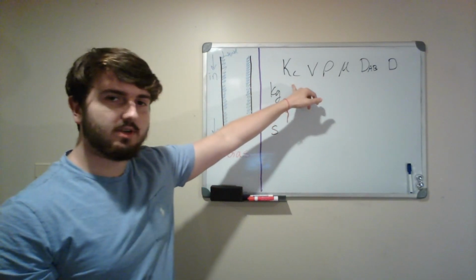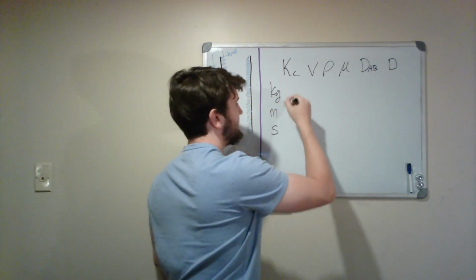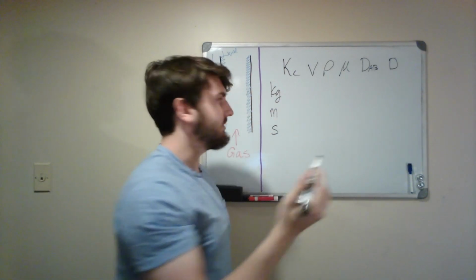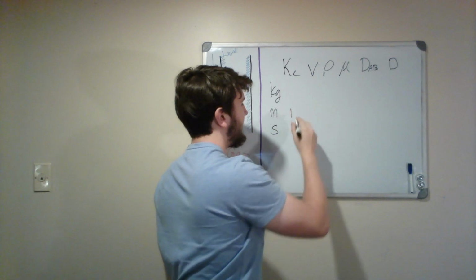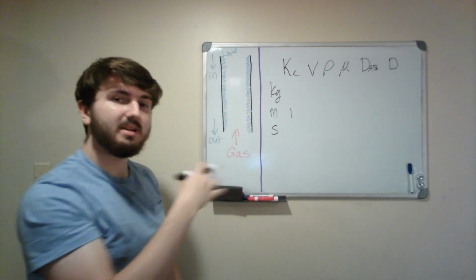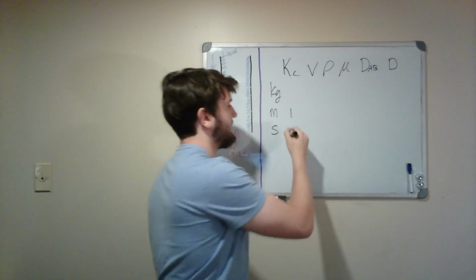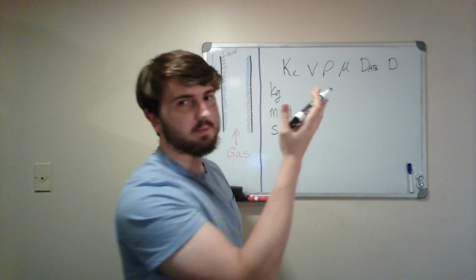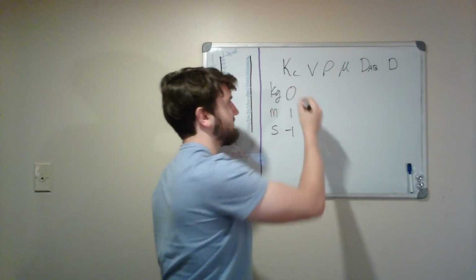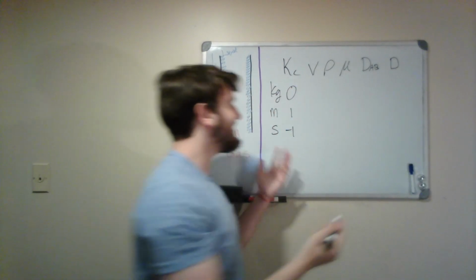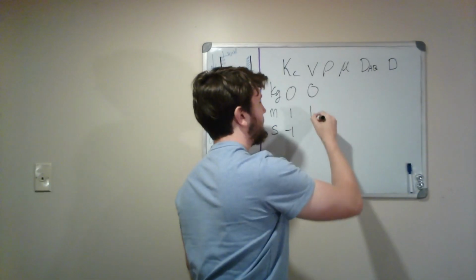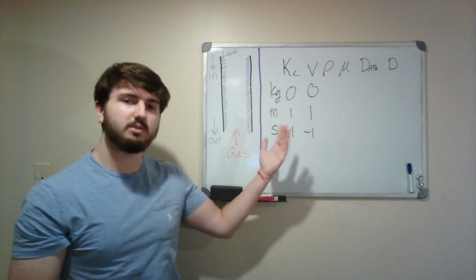So for mass transfer coefficient, we know that that is meters per second. Therefore, we're going to have 1 for meters here. Second is going to be -1 since it's at the denominator. And we don't have kilograms anywhere in this at all, so that'll just be 0. For velocity, it's the same story. It's 0, 1, -1. It's meters per second.